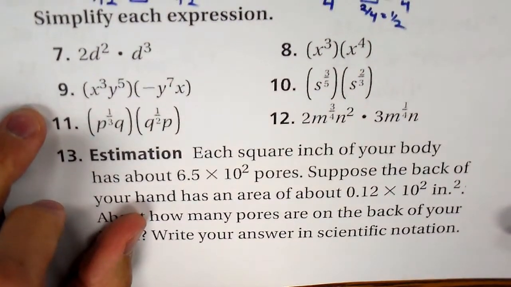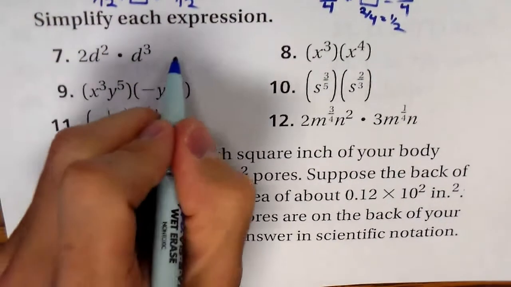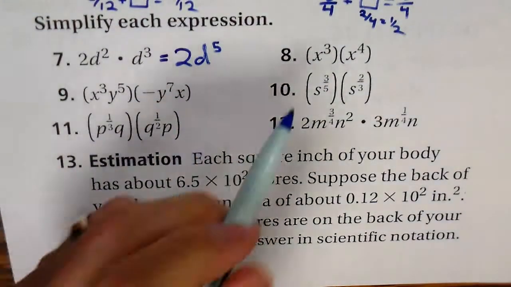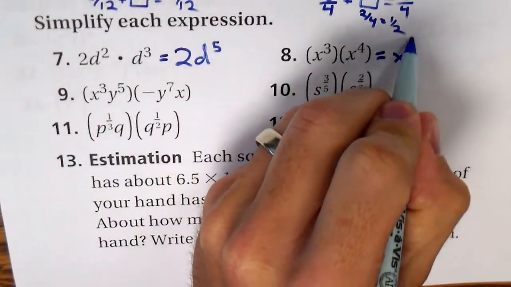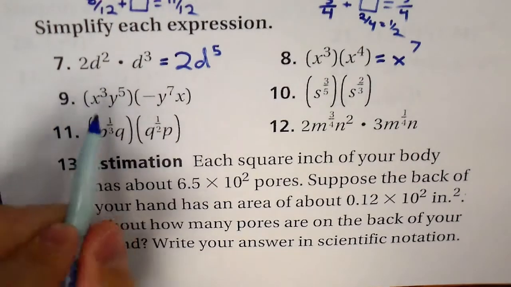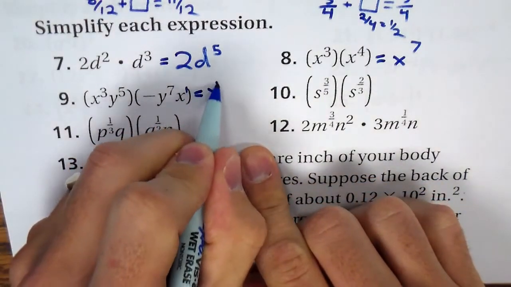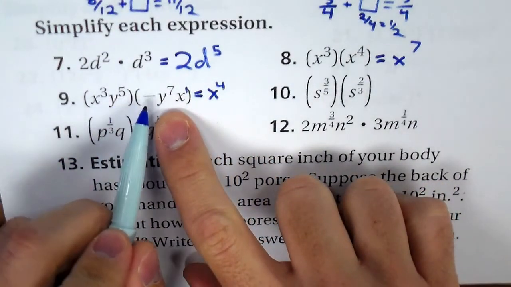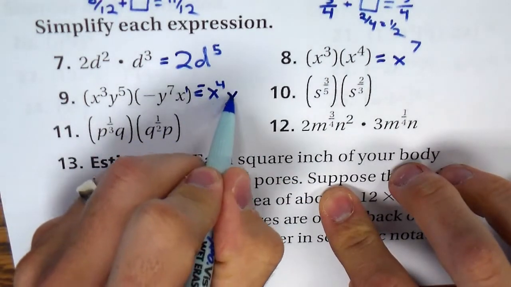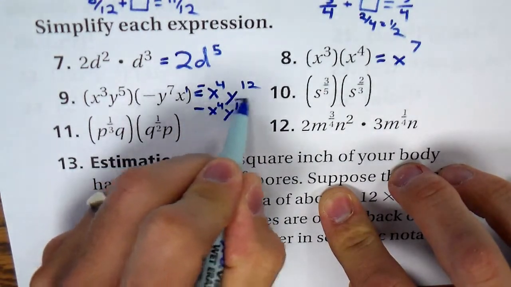Looking down at number 7 through 12, we're going to be simplifying. So, same as before, I have a coefficient now in front, so I'm going to make that 2d to the 5th because I have 5 d's. Number 8, that's going to be x to the 7th, x to the 3rd plus 4. Number 9, I have x to the 3rd and x to the 1st, so that gives me x to the 4th. And then y to the 5th, a negative y to the 7th. I'm going to put a negative out in front, and that's going to be a y to the 12th. So our answer is negative x to the 4th, y to the 12th.